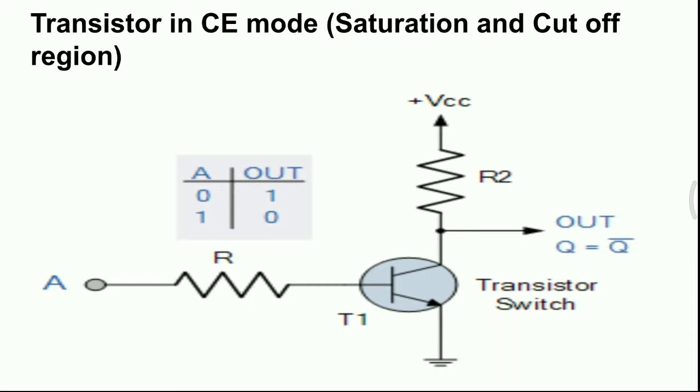Meaning, if A is equal to 0, then the transistor will be in cutoff mode. When the transistor is in cutoff mode, then Q is equal to 1. That means the output is equal to 1. If A is equal to 1, then the transistor will be in the saturation region. That means saturation mode. Hence Q will be off. So transistor in CE mode means common emitter mode.